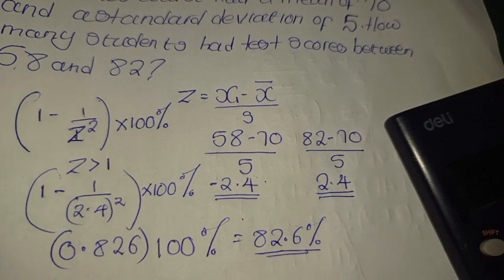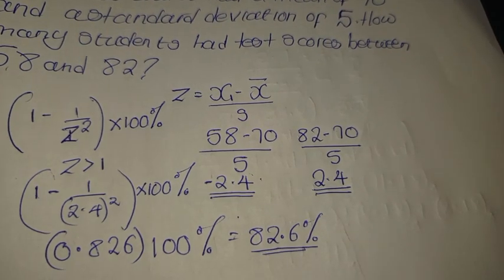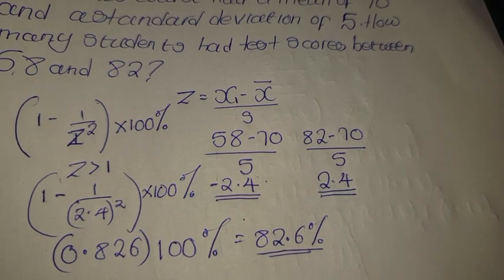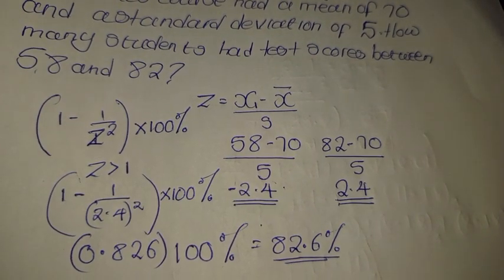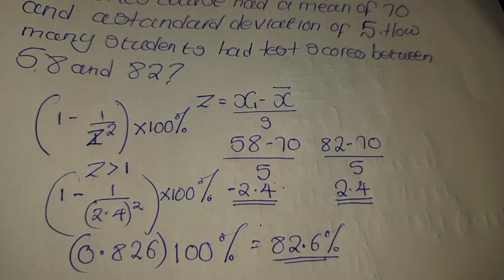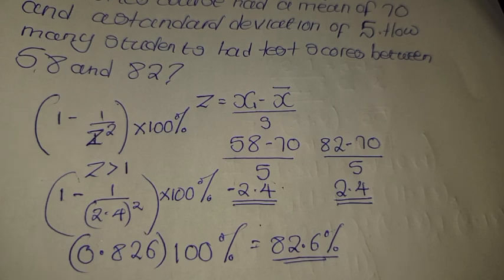So 82.6% is how many students scored above 58 but below 82. So this is how you approach such kind of questions.